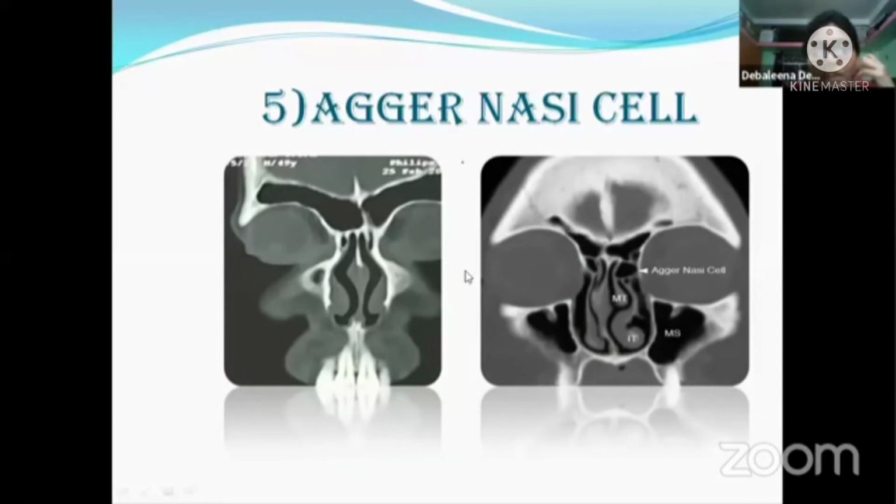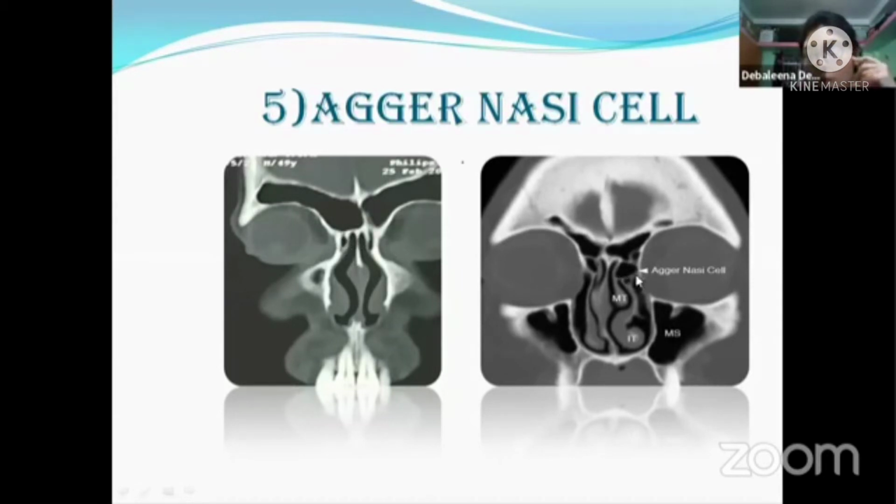Because as per definition, an Agger nasi cell is any anterior ethmoidal cell that lies anterior to the attachment of the middle turbinate. So here we can see only the inferior turbinate. The middle turbinate is not yet visualized. So this is the Agger nasi when the middle turbinate is not yet visualized. This is one way to identify the Agger nasi.